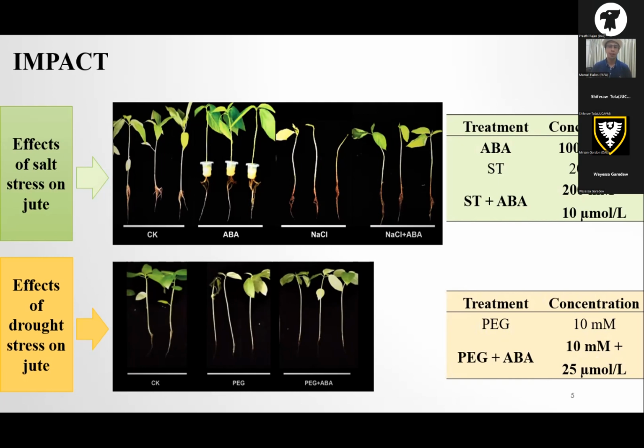we are using 25 micromoles. And this one is the dose that we specify for using in the jute seedlings. Maybe this concentration will vary according to the crop, but especially for the jute, this one was the perfect dose that we are using according to the ABA with the respective stress conditions.